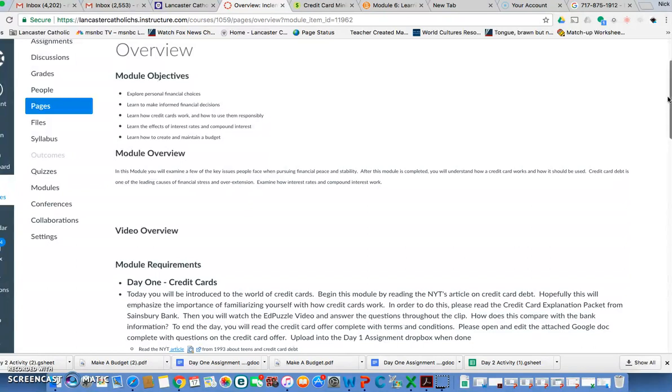The unit itself is somewhat of a financial literacy type course, and I picked a couple different topics out of that. One of them being credit cards, the other one being interest rates and compounding interest, and the other one being budget. And I have them broken into day one, day two, and day three.